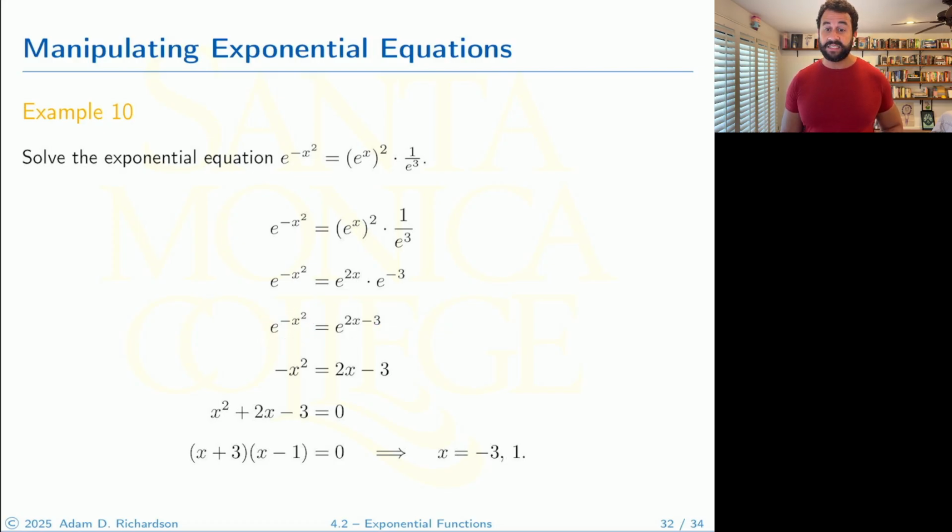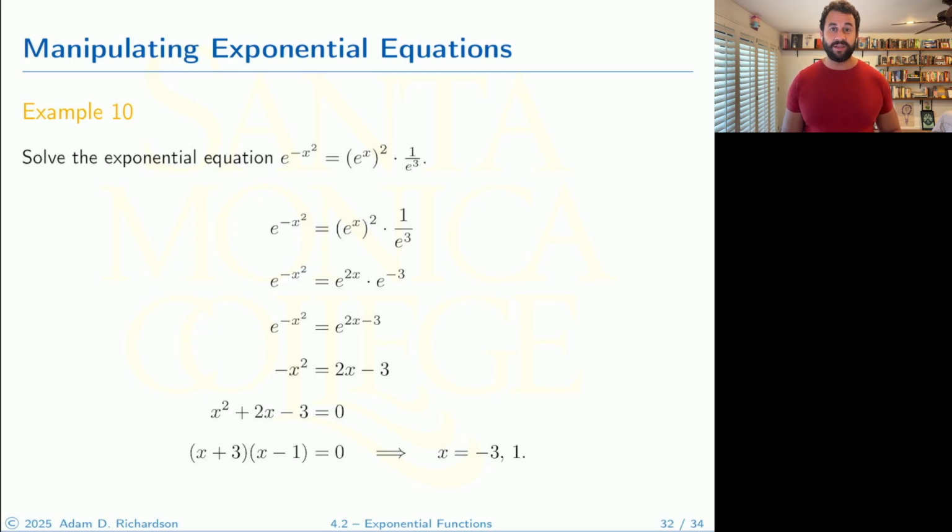In this case, the base is e. So because the base is the same, we can drop the base. Boom. And then we're left with this. Now we've got a good old quadratic equation, and we can put everything to one side so it's equal to 0.